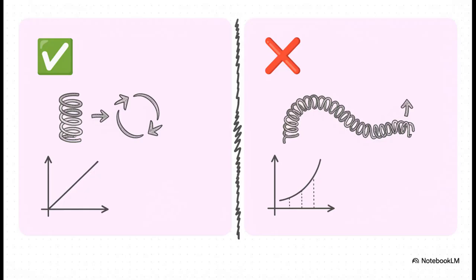So let's just recap that. Below this limit, you're in the linear region. Everything is fine, Hooke's law works, and the object is elastic. It'll snap back. But the second you cross that line, you enter the nonlinear region. The rules break down and you start doing permanent damage. The object is now inelastic.